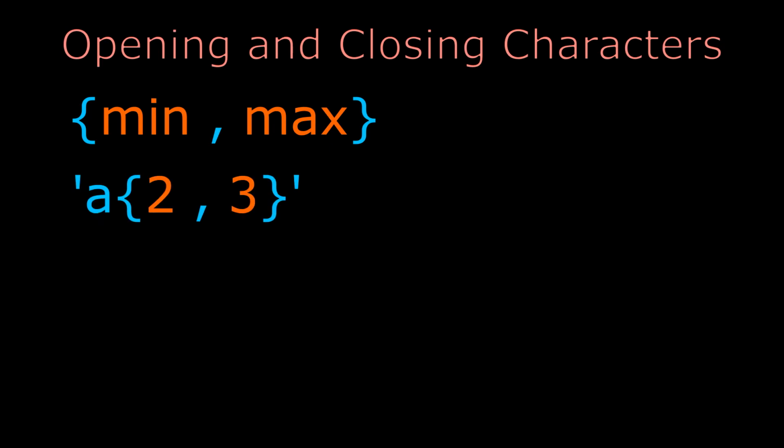Let's go to the opening and closing characters. The curly brackets represent a range qualifier. The parameters of the curly brackets are minimum and maximum values. So A{2,3} matches any string that has consecutive character A's that must have either 2 or 3 consecutive letter A's.